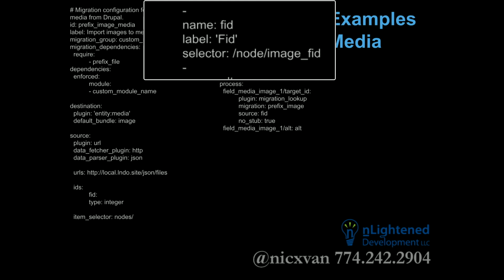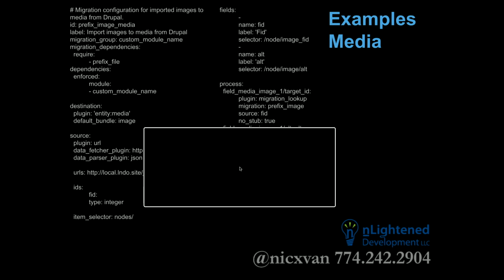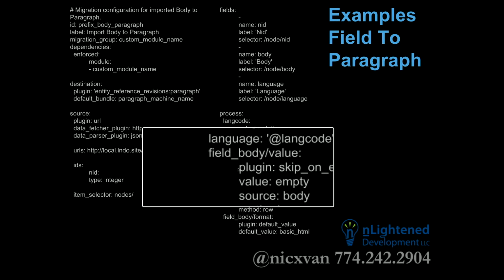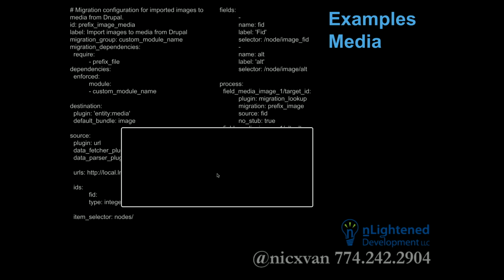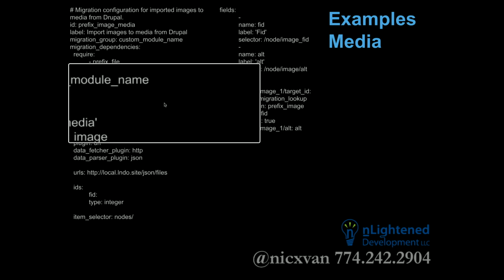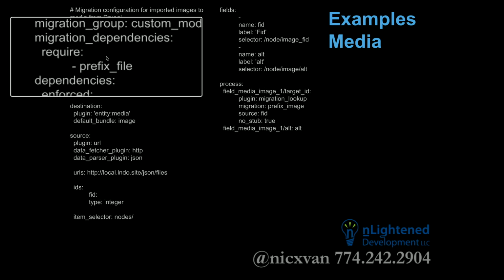No? So if you run this migration and you haven't done the prefix file yet, it'll just complain and say you haven't run that migration yet. Honestly, I'm not sure. So we have this right here where it says migration dependencies require prefix file. I'm not sure if it will complain or if it will just automatically run the dependent migration first.